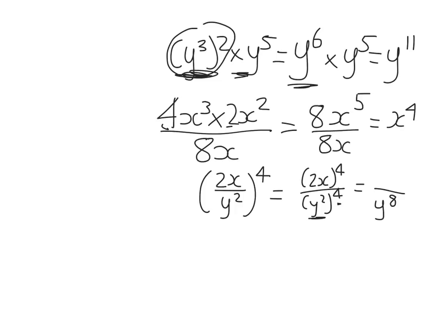To do the top, I need to use the product rule. So I raise the first thing to that power. 2 to the power of 4 is 16. And raise the second thing to that power. And this can't be simplified any further.